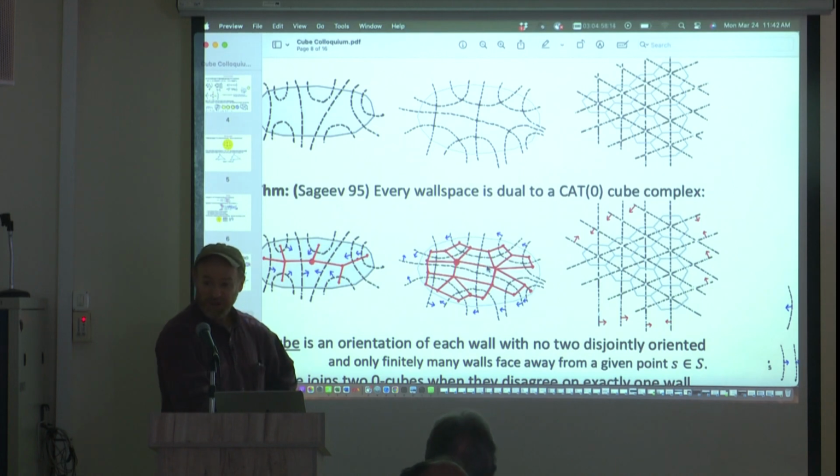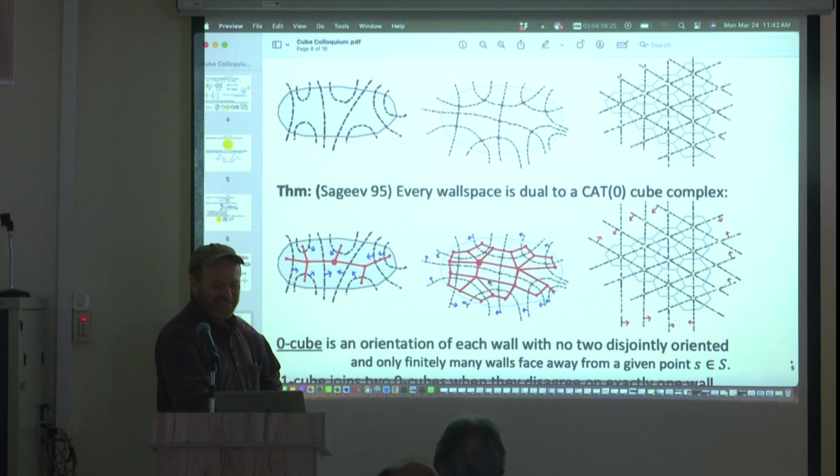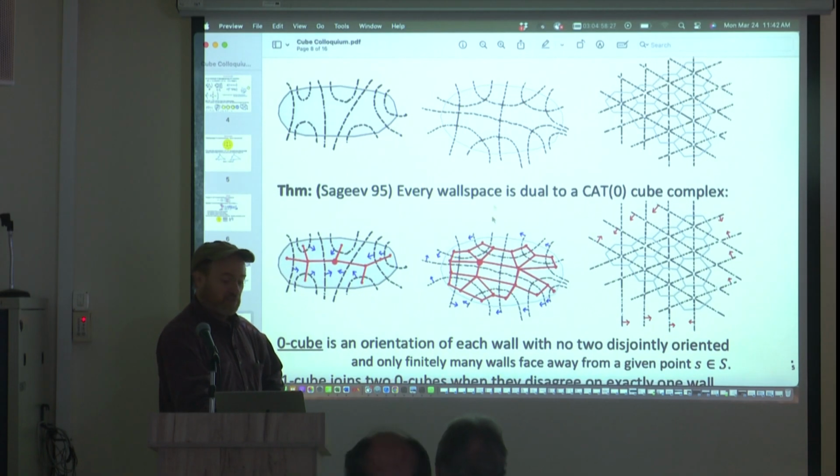When we first learned about it, you all have seen this before. The question is, at what point were you 15, 17, 19, or 21? Okay? And here was a wall space, and here's its dual, a dual that you know already.